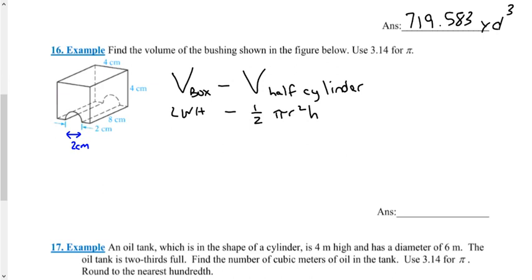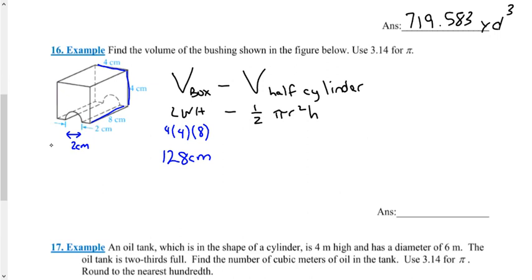Okay, so our length, width, and height here: we've got 8. It's 8 tall, or it's 8 deep, and by 4 by 4. So length, width, and height is going to be 4 times 4 times 8. That's going to be the volume of the box, which is 128 cubic centimeters.